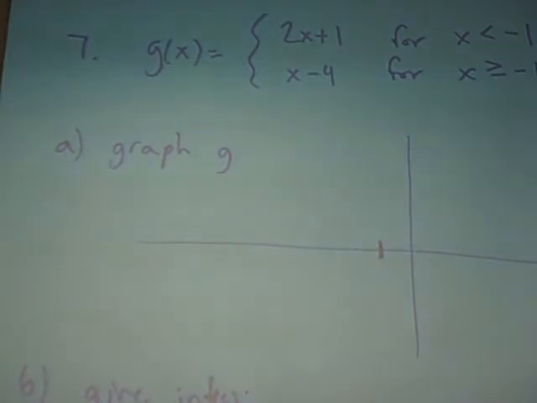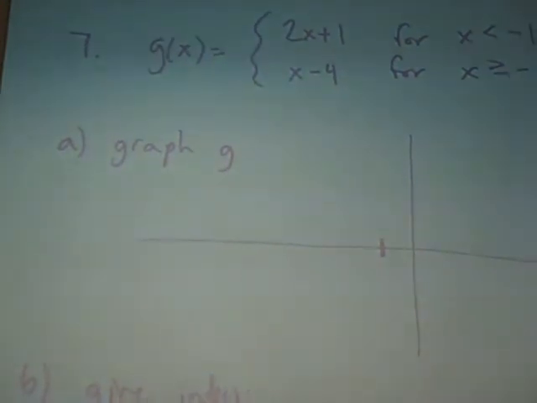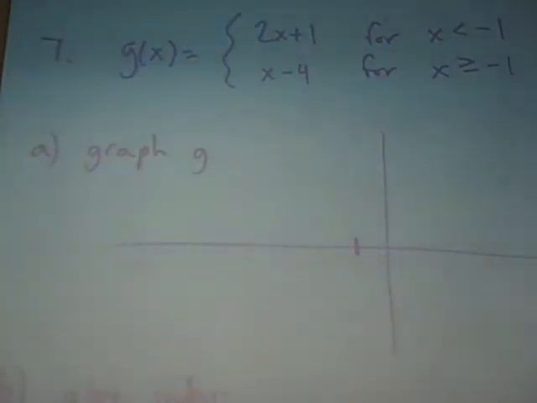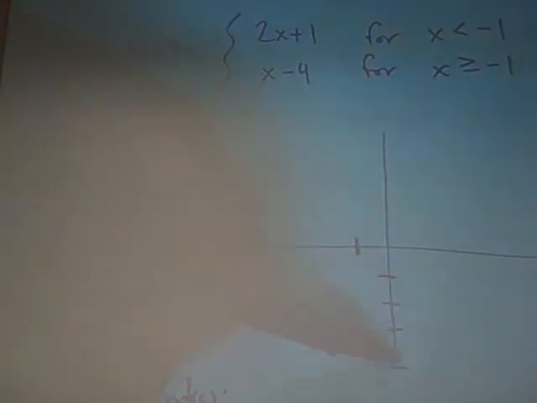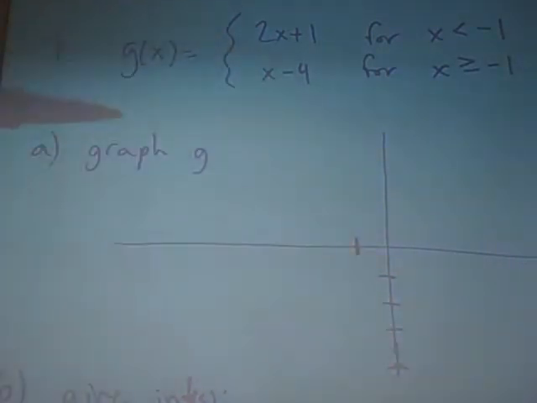Because it's greater than or equal to negative 1. All right, so y equals x minus 4. It has a y-intercept of negative 4 and a slope of 1.